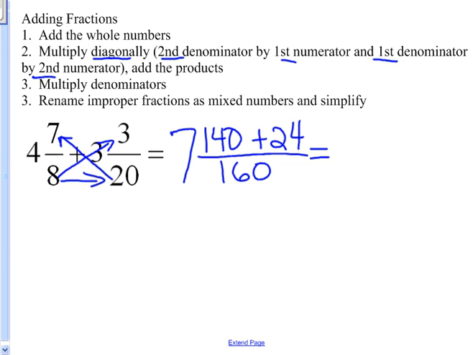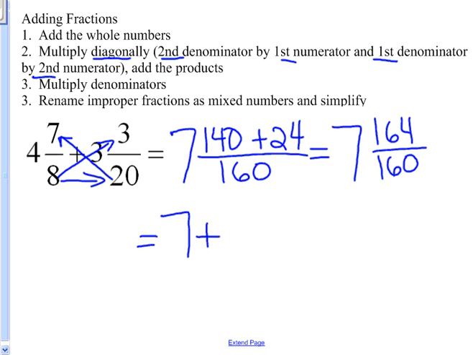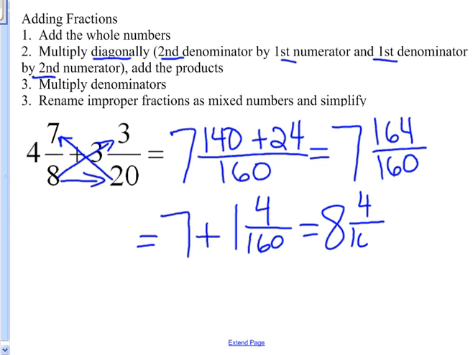When I add up my numerator here, I get 7 and 164 160ths. This is an improper fraction, 164 over 160, so I want to rename it as a mixed number. So it's going to be 7 plus 160 goes into 164 one time, with 4 160ths left over. When I add my whole numbers here, I get 8 and 4 160ths.